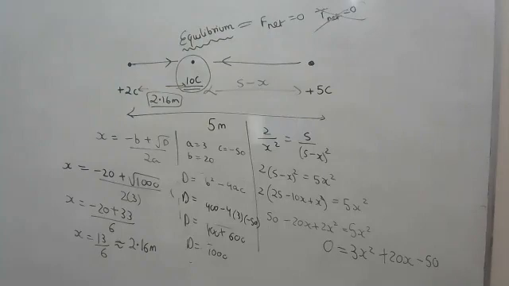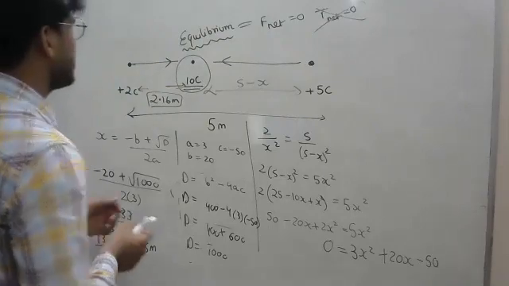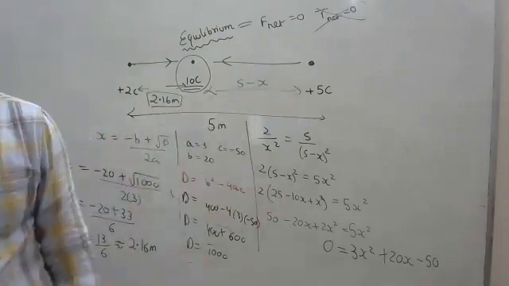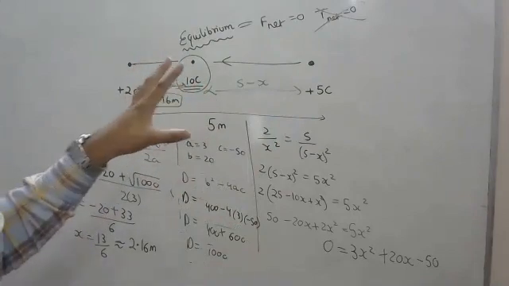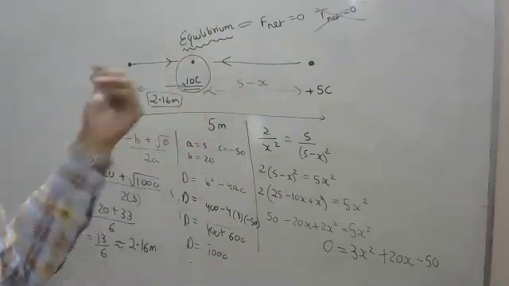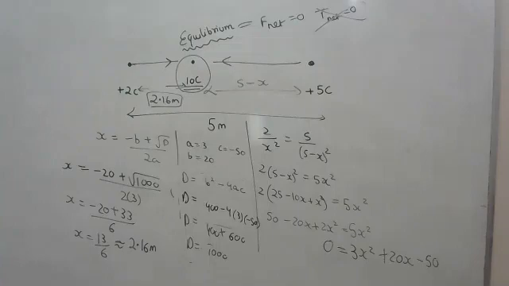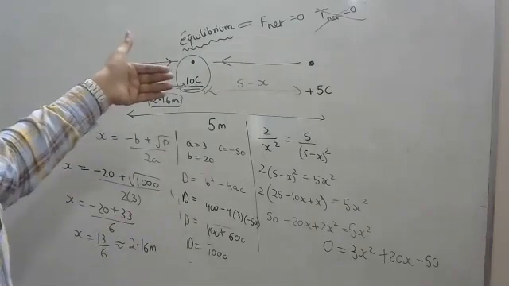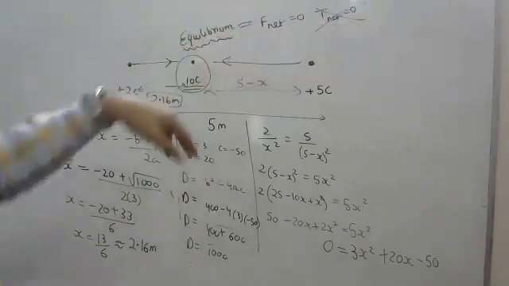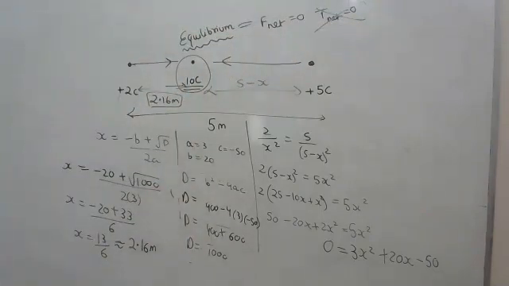This is how we solve it. I hope you understood. You have charges +2 and +5 coulomb, and 10 coulomb is between them. You have to find a place where it will be in equilibrium position. Equilibrium position means the net force is 0. The amount of force from this charge and the amount of force from this charge should be equal, and only in that situation it will be at equilibrium.